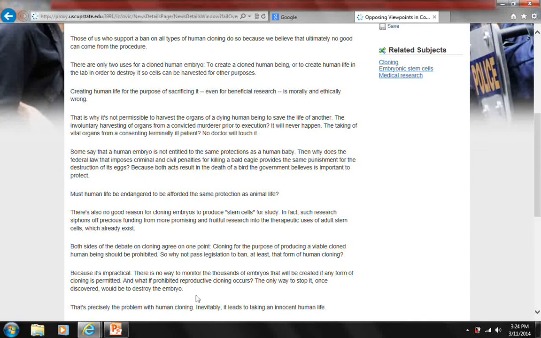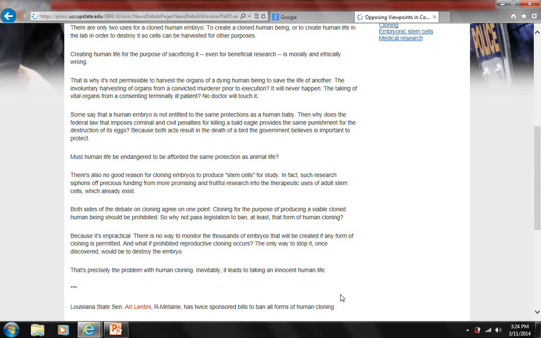So why not pass legislation to ban at least that form of human cloning? Because it's impractical. There's no way to monitor the thousands of embryos that would be created if any form of cloning is permitted. And what if prohibited reproductive cloning occurs? The only way to stop it once discovered would be to destroy the embryo. That's precisely the problem with human cloning. Inevitably, it leads to taking an innocent human life.